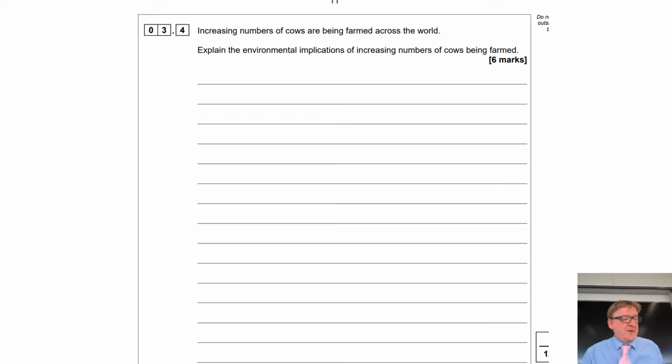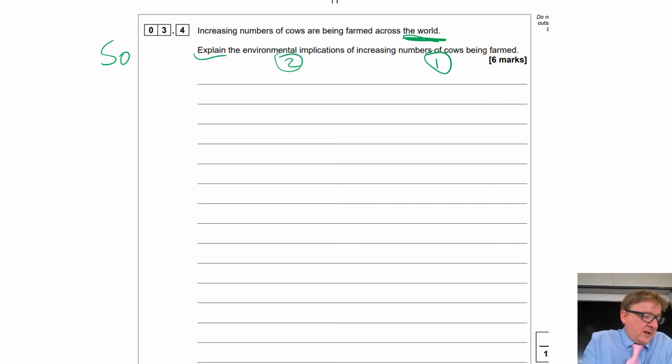Right. Question number 3.4. Increasing numbers of cows are being farmed across the world, right? We're talking about the world now. Okay, we're not talking about that riverbank. Explain, so let's be using lots of so's, the environmental implications of increasing the number of cows being farmed. Okay, so really what we've got here is 2 questions, right? It's all to do with the numbers of cows and the environment. Okay, right, so let's start off and we'll break it up into what are the consequences of more cows.